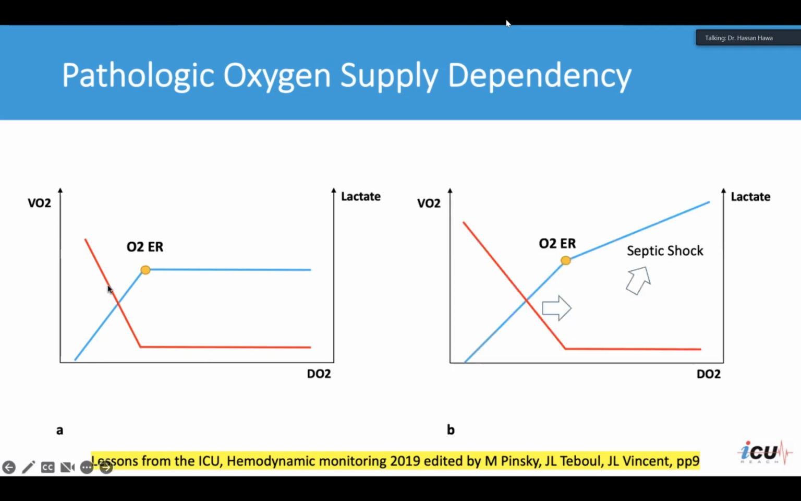Now, in septic shock patients, it's quite interesting that these patients start to drop their oxygen delivery as well as oxygen consumption early on in the disease. And you can see that the whole thing is shifted to the right. So the patient will reach the anaerobic threshold earlier than they would have in a normal state. And also they will start raising their lactate earlier than they would in normal conditions.